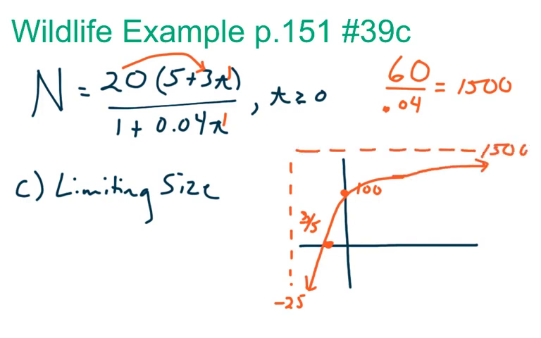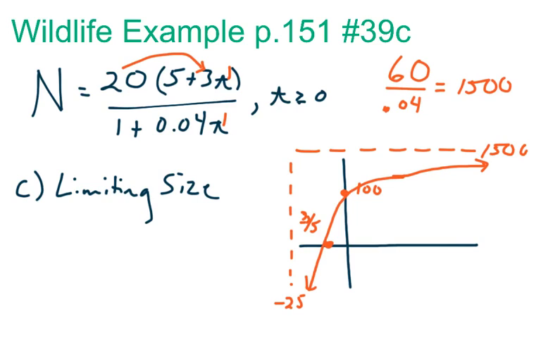Now, we know that the graph is going to pass through these intercepts and it's going to approach the asymptotes. So we want to be thinking, well, which asymptote would represent the limiting size? And indeed, it's the asymptote that is the y value. 1,500, of course, being a y value, is limiting the actual y value of this graph.